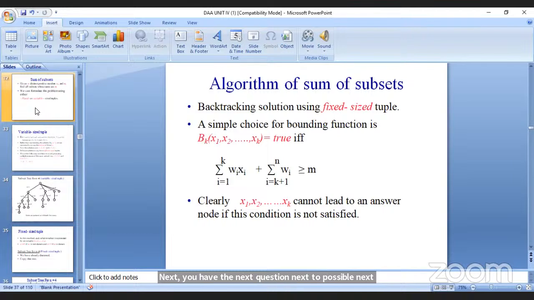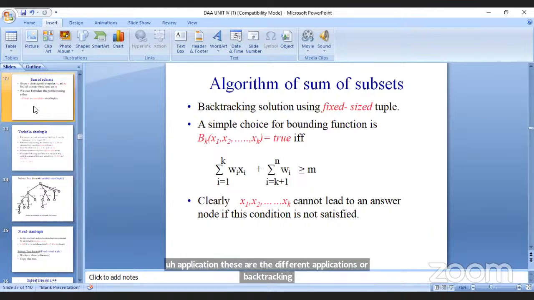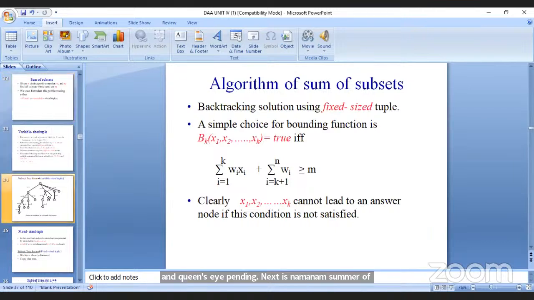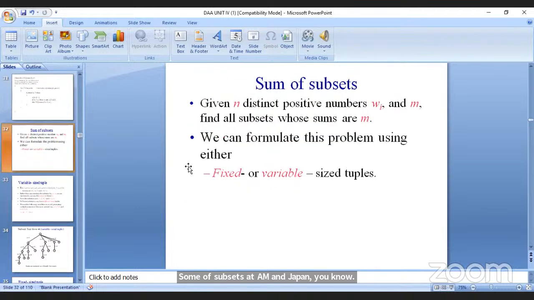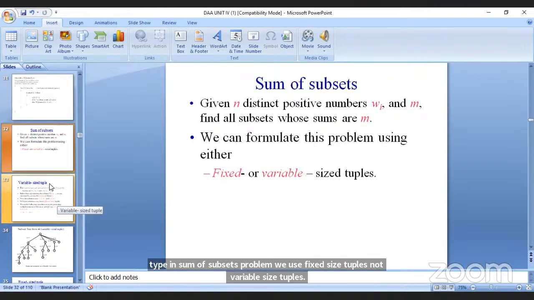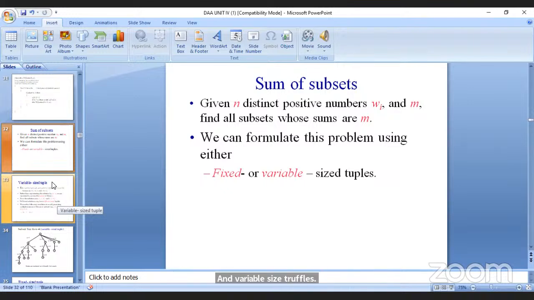n queens అయిపోయింది. నెక్స్ట్ ఇస్ మనం సమ్ ఆఫ్ సబ్సెట్స్ ప్రాబ్లం చేసాం. సమ్ ఆఫ్ సబ్సెట్స్ అంటే ఏమని చెప్పాను నేను, ఒక ఆబ్జెక్ట్ 6 ఆబ్జెక్ట్స్ ఉంటాయి, రైట్? ఆ ఆబ్జెక్ట్స్ వచ్చేసి ఫిక్స్డ్ ఆర్ వేరియబుల్ సైజ్ టపుల్స్ ఉంటాయి. In sum of subsets problem, we use fixed size tuples, not variable size tuples. So here you are explained about fixed size tuples and variable size tuples, and you're going to put the objects in the bag such that the weight is not more than the size of the bag.